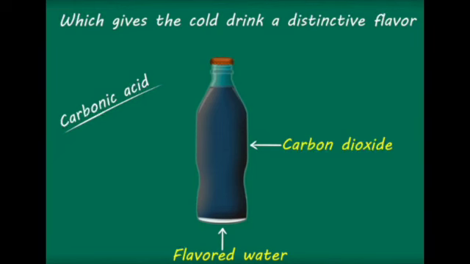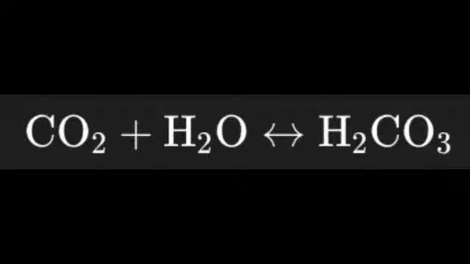Soda is made by dissolving carbon dioxide inside flavored water. And this carbon dioxide is what makes the soda fizzy. If we dissolve CO2 in water, then the CO2 reacts with the H2O, which is water, and forms H2CO3, which is carbonic acid. This reaction is an equilibrium reaction, meaning that it goes back and forth, creating the carbonic acid and breaking the carbonic acid.